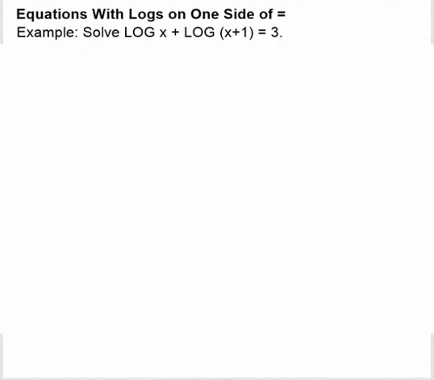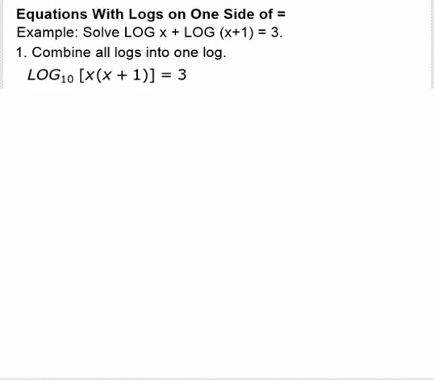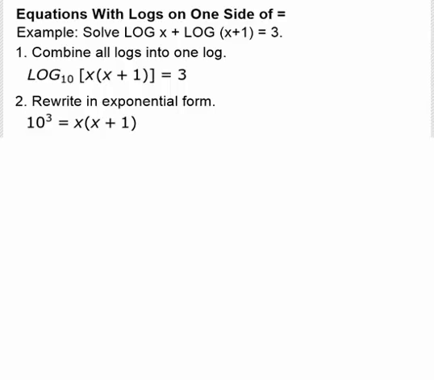The first thing we do here is combine those two logs into one log using the product rule for logs. So the sum of two logs is going to be the log of the product, so we get log of x times x plus 1 equals 3. And note, since there was no base given on our log, that means it's a base 10 log, so I've included the base here because we're going to need that in the next step, which is to rewrite this in exponential form. And the exponential form is 10 to the third power equal x times x plus 1.